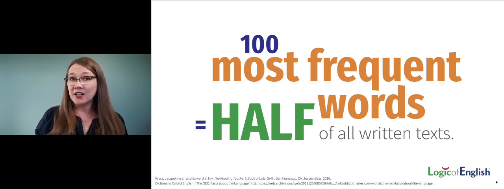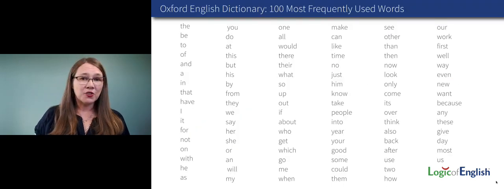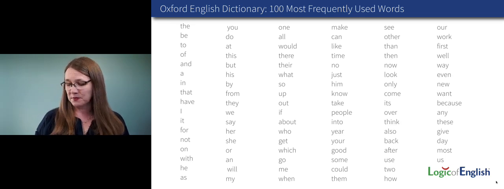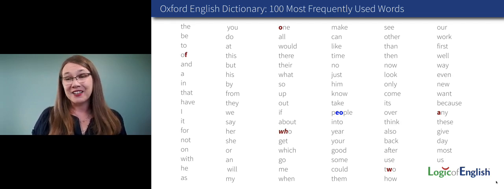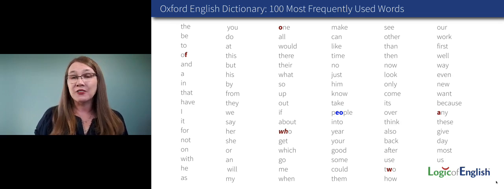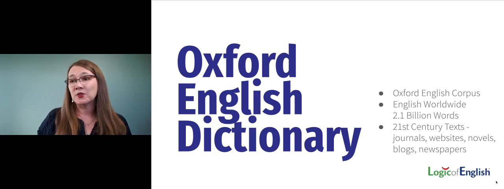Now, 100 words make up half of all written texts. For this training, we're going to be using the 100 most frequently used words defined by Oxford English Dictionary to track our progress in learning the phonograms and the spelling rules. And of these words, there are only a handful of phonograms that have exceptions. Now, I'm excited to show you how to decode and how to teach every single one of the words on this list.